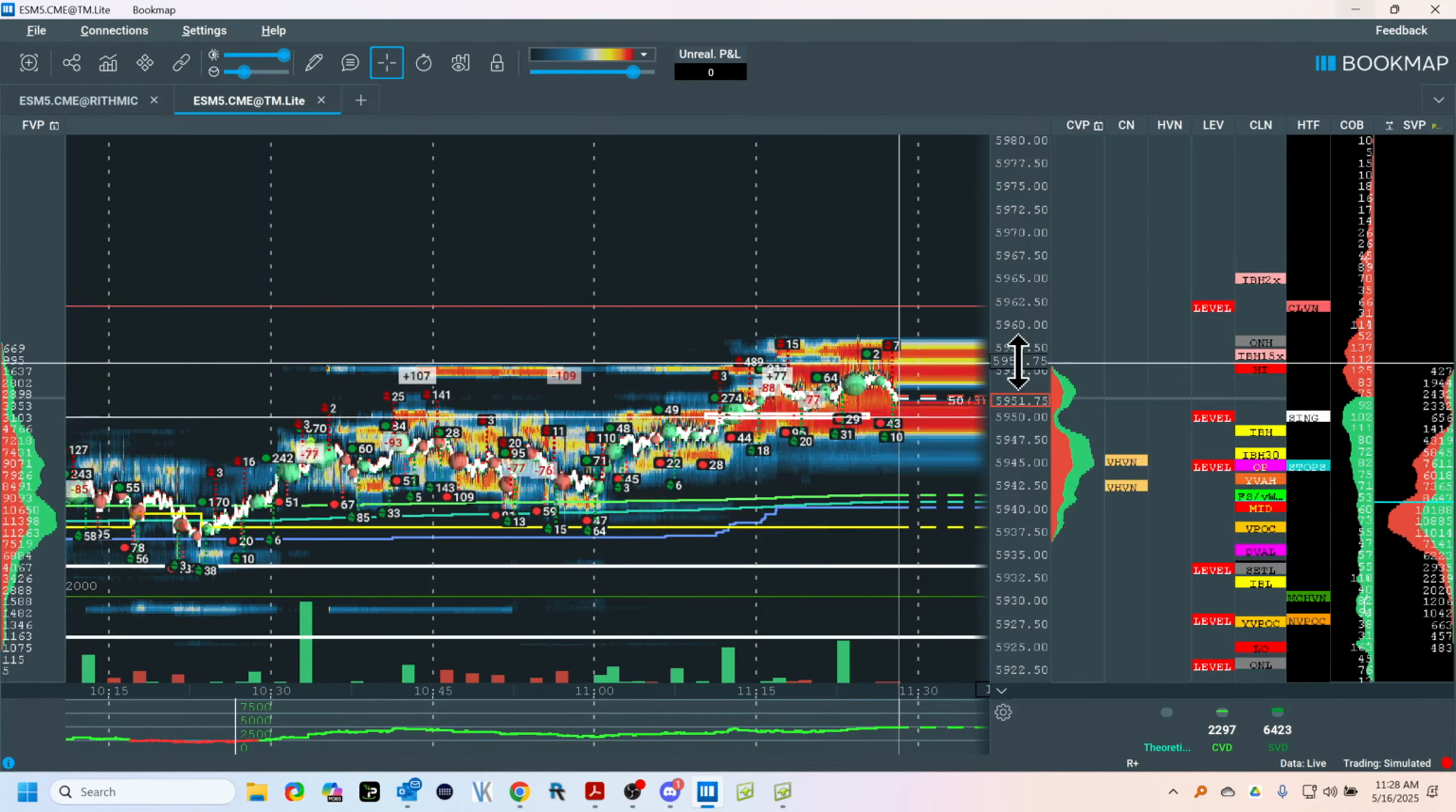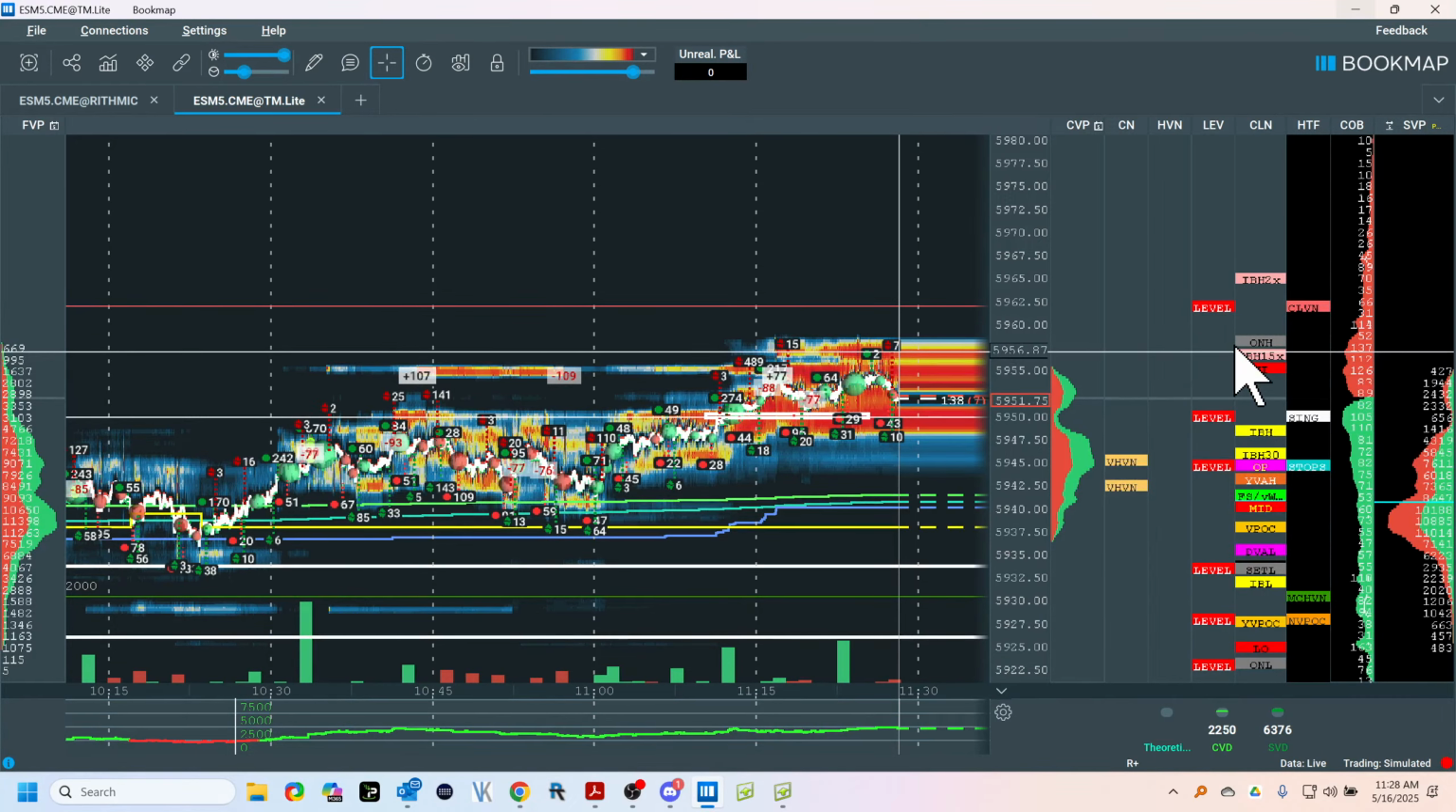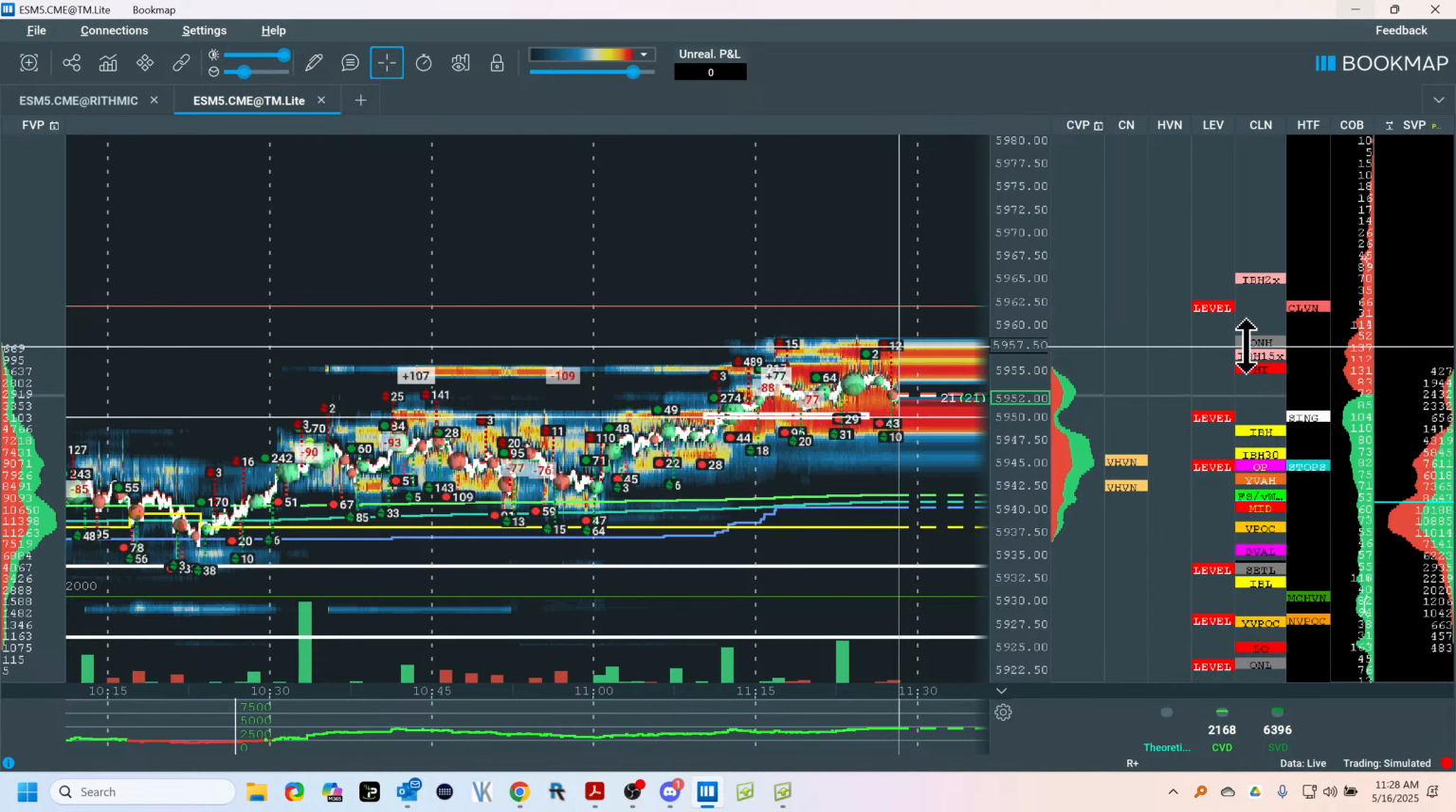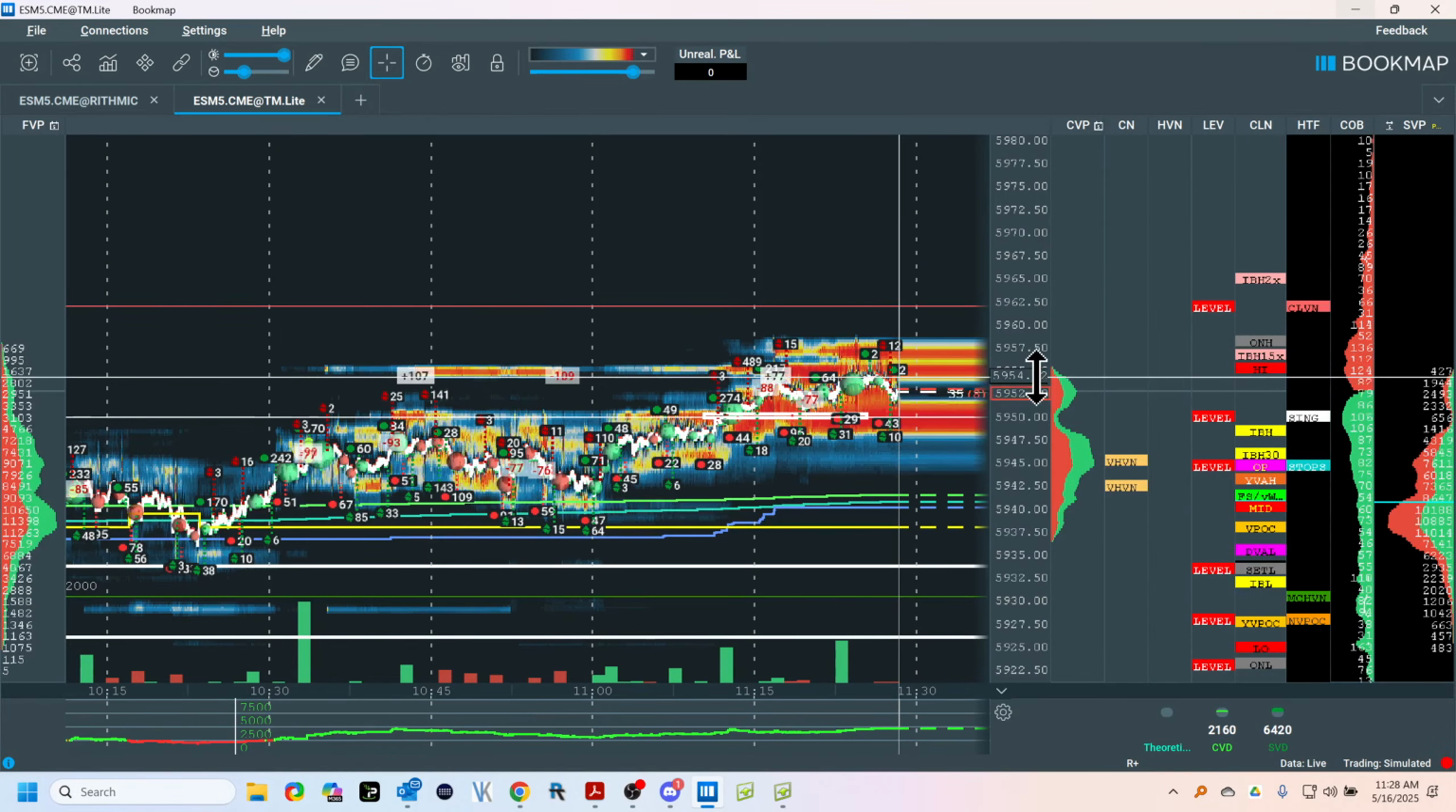Now, remember what today's scenario is. This is the next target. And of course, like everything, a 90% probability is not 100%.